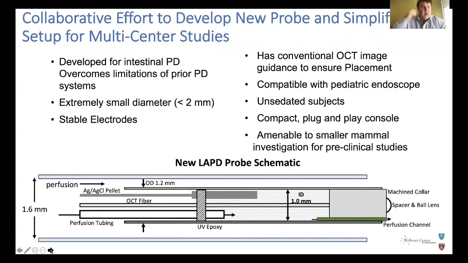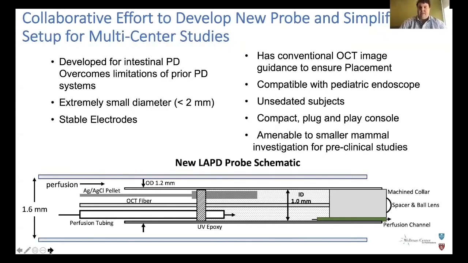Therefore, in collaboration with our long-term collaborators, Gary Tearney and others at the Wellman Center for Photomedicine at MGH, we have been developing a new probe and simplified setup for multi-center studies, which includes derivation from an intestinal potential difference measurement of a catheter that has extremely small diameter and long-term stable electrodes. It also has conventional optical coherence tomography image guidance to ensure placement, and is compatible with a smaller endoscope, which could be used in unsedated subjects and allows for a plug-and-play type of consult, and is amenable to smaller animal investigation for preclinical studies of genetic-based therapies.